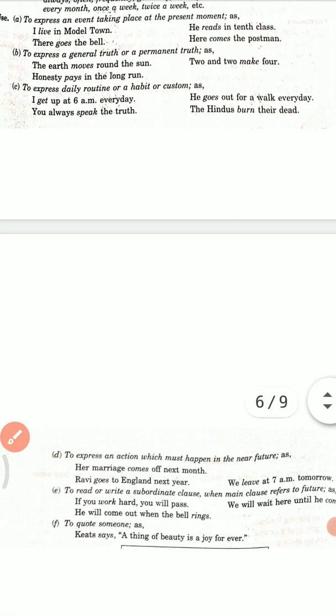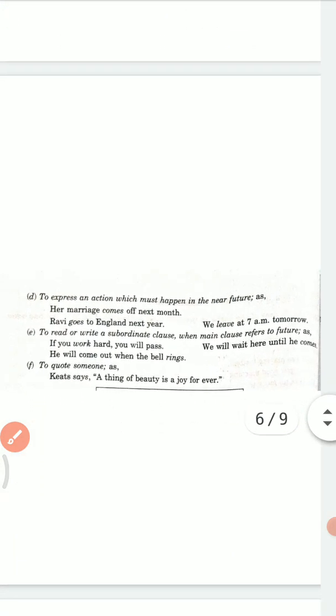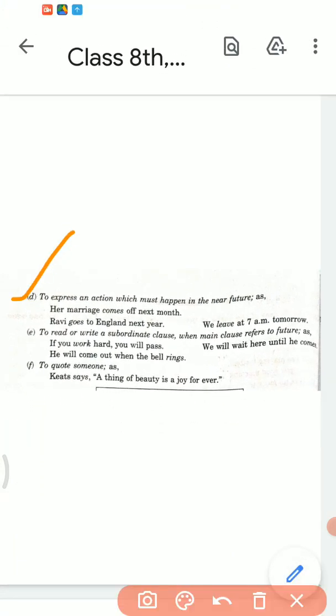Now, you may see a few more rules are here. To express an action which must happen in the near future. For example, her marriage comes off next month. ठीक है, जो फ्यूचर में होने वाला है उस एक्शन को भी एक्सप्रेस करने के लिए हम प्रेजेंट इनडेफिनिट टेंस का रूल यूज़ कर लेते हैं कई बार. Another example is Ravi goes to England next year. We leave at 7 a.m. tomorrow.